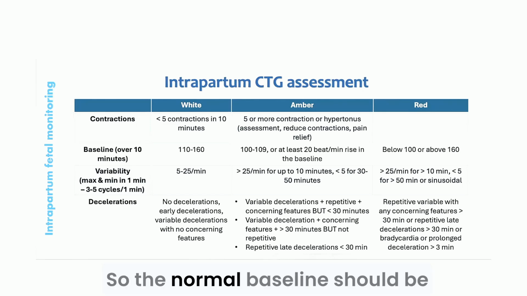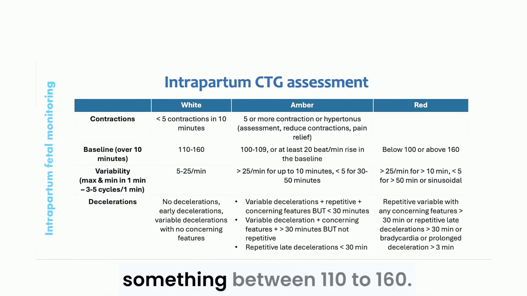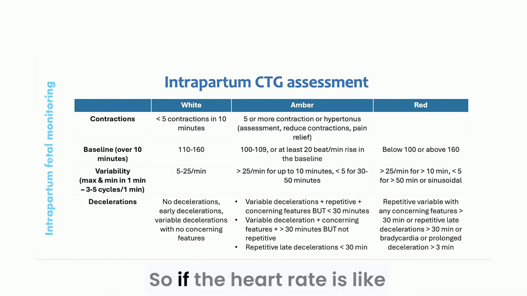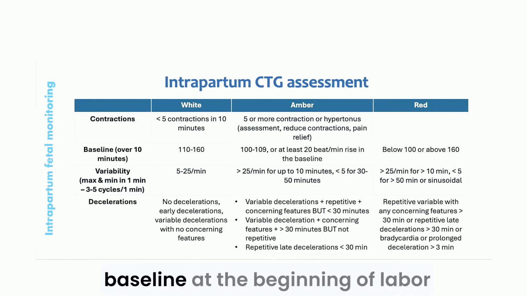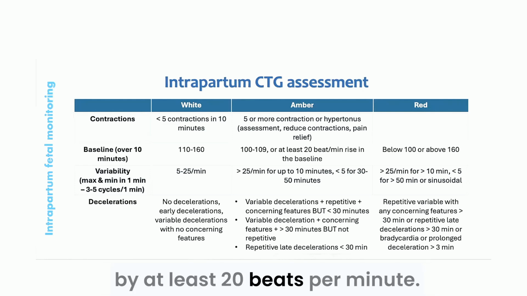So the normal baseline should be between 110 and 160. If the heart rate is like that, it's white. It's amber if it's 100 to 110, or if it rises above the previous baseline at the beginning of labor by at least 20 beats per minute.